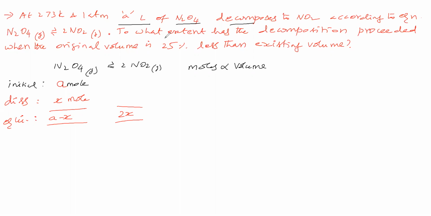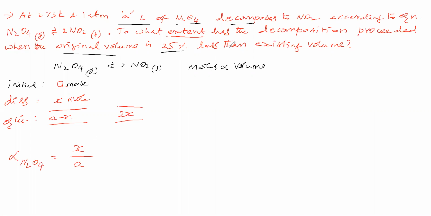Now we want to know to what extent decomposition proceeded, meaning they are asking the degree of dissociation. So alpha of N2O4, the degree of dissociation, equals how much dissociated divided by the initial. So we want X by A. Next, what is the other given data?